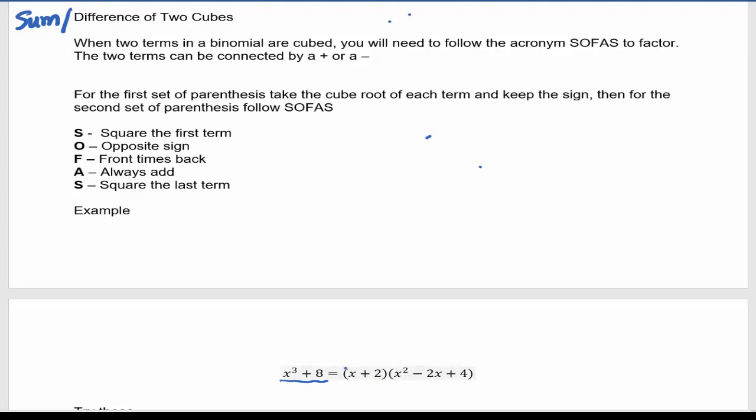And you always want to look at absolute value there. So if this is like a negative 2, don't pay attention to that. Just do 2 times x. Always add the last term, or add right here, and then square the last term. So 2 squared is 4.